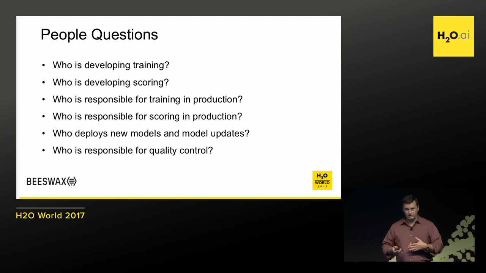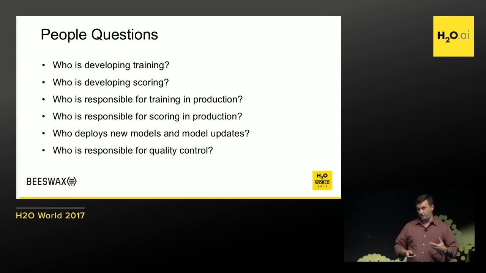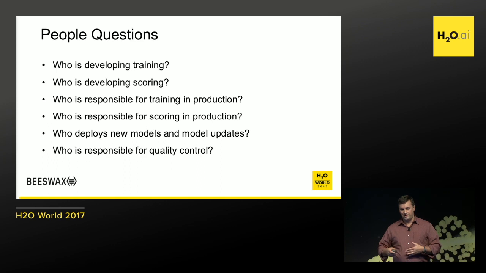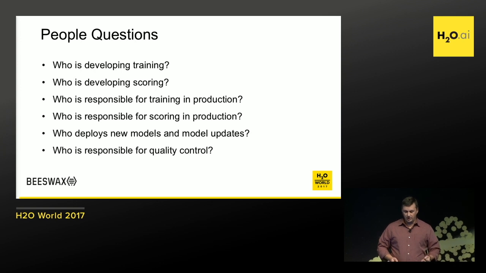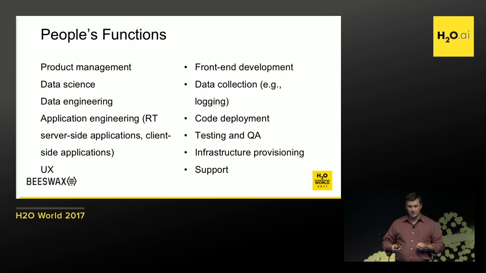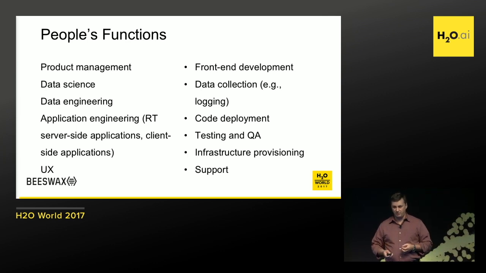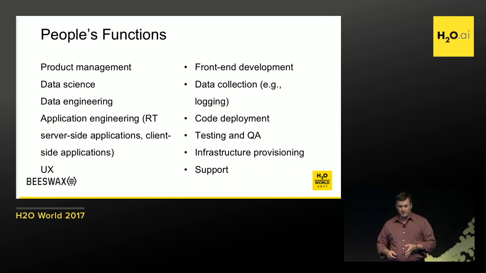The questions that we need to ask with respect to machine learning systems are: who is developing training, who is responsible for scoring, who is responsible for production systems on both sides of training and scoring, how often do we deploy models, who does that, and who is responsible for the quality of the models. And so there are some patterns there. But before we go there, to put together a production system, you need all these different functions and people. It doesn't have to be that many people. But the functions are there, from product management to code deployment, infrastructure. And very important is support.